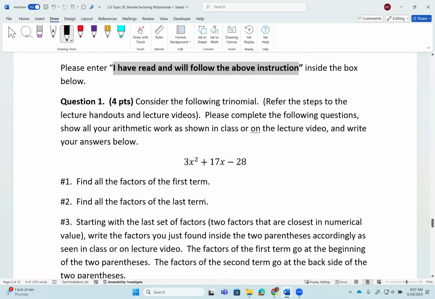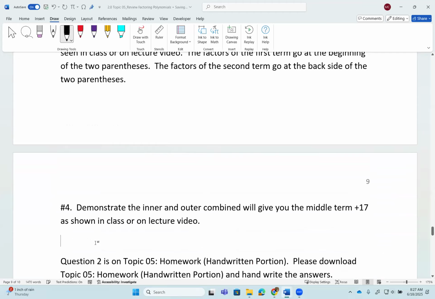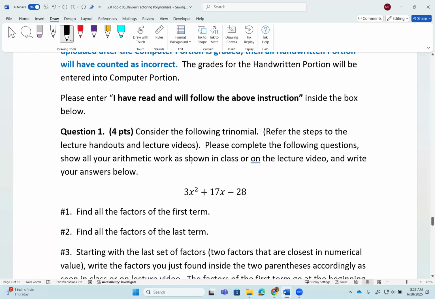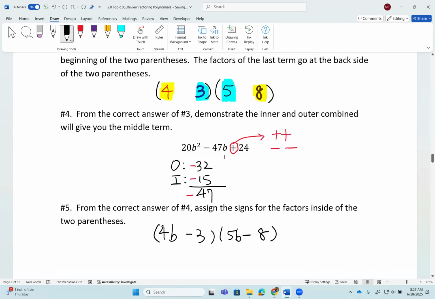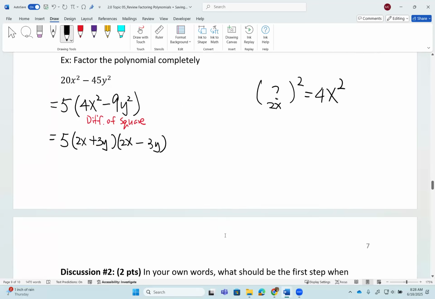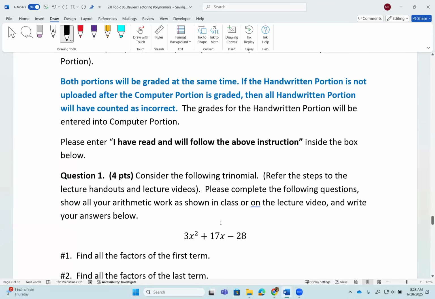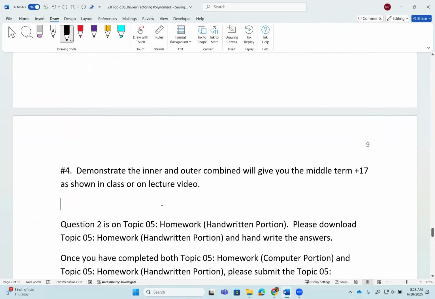Find all the factors, the first term, last term. This particular example, question number 4, stops at step number 4, which is simply to demonstrate the inner and outer combined, like I have shown up here. Okay, it stops right here. Because once you write out what's in the parenthesis and then tell me what the inner and outer is and do the signs, then you're pretty much good to go. So make sure you demonstrate the inner and outer combined the same way as I did in the lecture video.